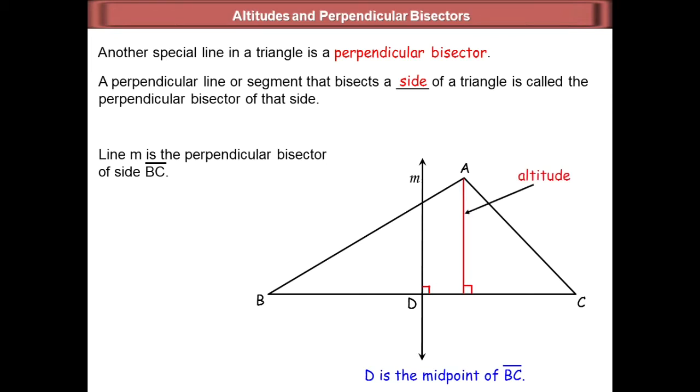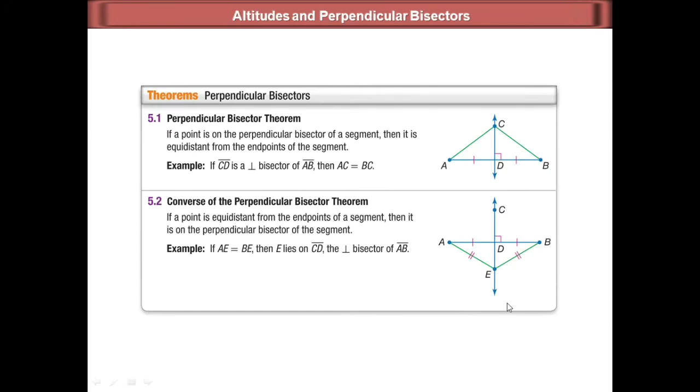If a line originates at a vertex and creates a right angle, that is the altitude. These lines are not always the same thing. The perpendicular bisector theorem states that if a point is on the perpendicular bisector of a segment, then it is equidistant from the endpoints of that segment.